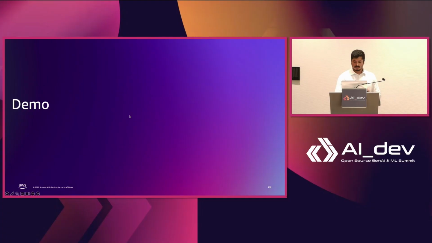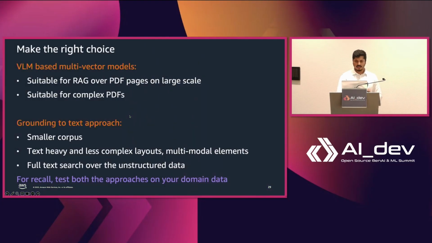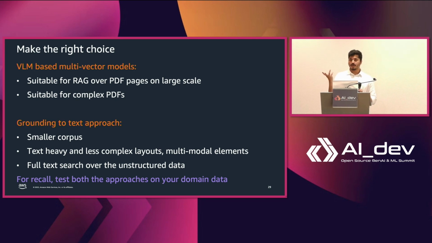Okay, so finally, how to make the right choice? Yeah, it depends on your requirements. First, if you have a smaller corpus and your documents are text heavy, then go with approach 1. And also, if you want to do full text search on top of your data, not just RAG, then approach 1 makes much sense.